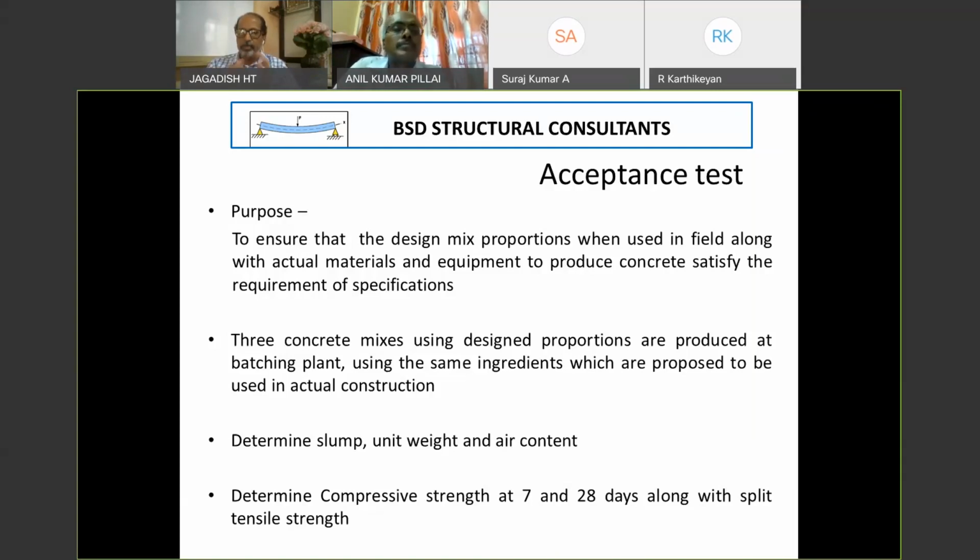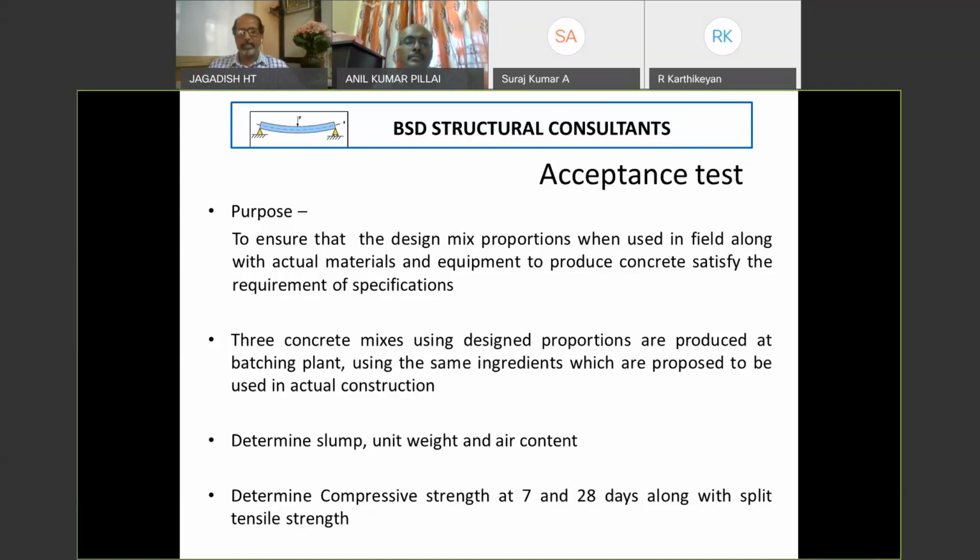Using these, we do the concrete mix design testing. What we do is make 3 concrete mixes using the designed proportion. Design means, again per the IS standard, they are produced at the batching plant using the same ingredients which are proposed to be used in actual construction. So that means you're trying to qualify the batching plant. It's a field condition. For these 3 mixes, we determine slump, unit weight, and air content on the green concrete. On hardened concrete, we determine compressive strength at 7 days and 28 days, along with split tensile strength. All 3 mixes, we test.